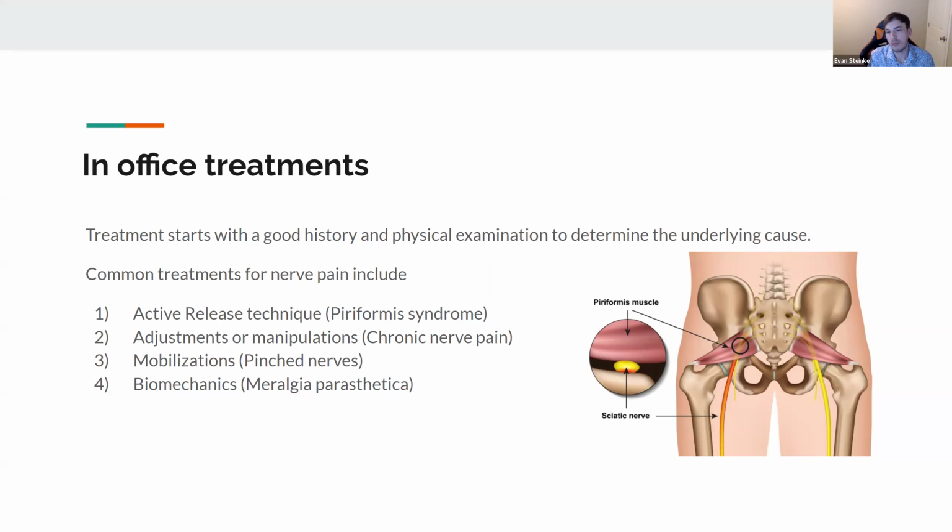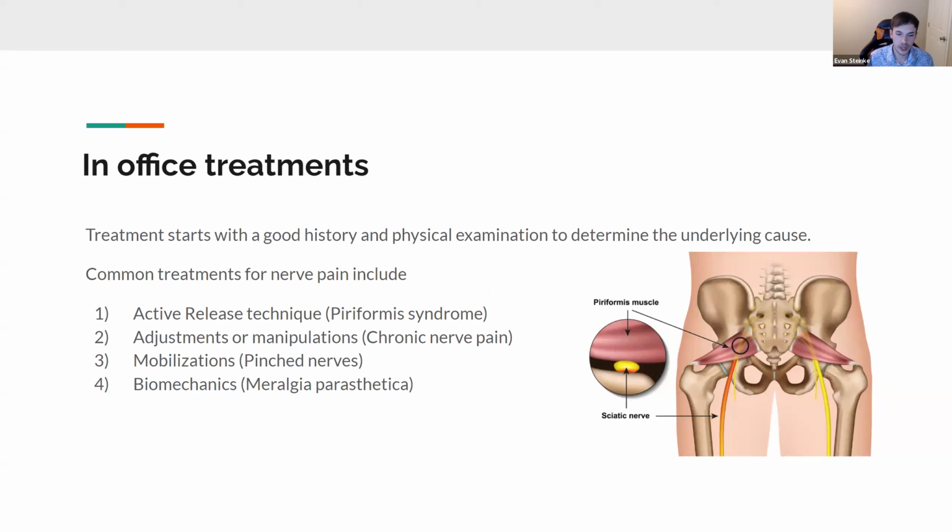Active release technique would not be viable for somebody with, say, diabetes, because that's a disease condition where I could stretch the muscle over and over, but that's not the cause of your pain. So that's where I'm wrapping back to getting a good history, getting a good physical exam is the first place for addressing nerve pain. Other things that we can do in office are adjustments or manipulations. Same thing. This really helps in chronic nerve pain.